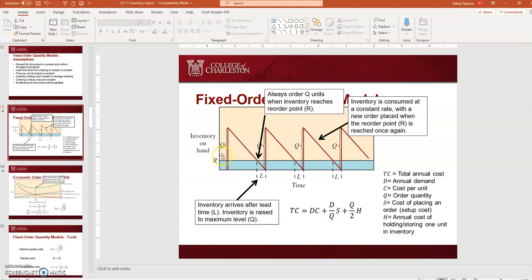This is the reason the Q is always the same size in this figure, because as time passes, we place an order of the same amount, which brings the inventory to the same level. It goes down, we place an order. The order is based on a given fixed quantity. That's the reason it's fixed order quantity. Then the inventory goes down because we're using inventory, and then we place an order again.